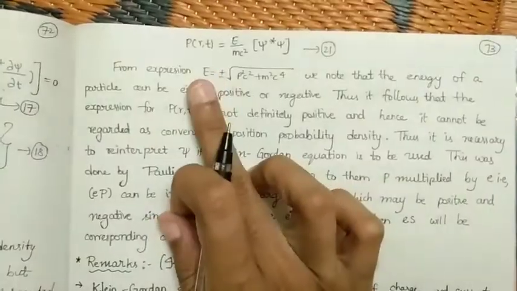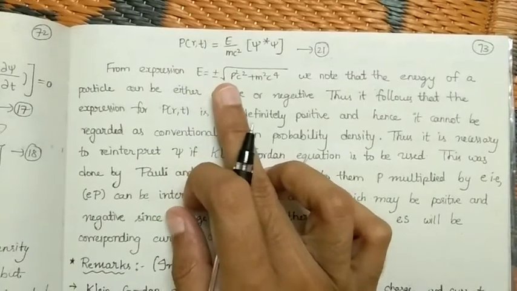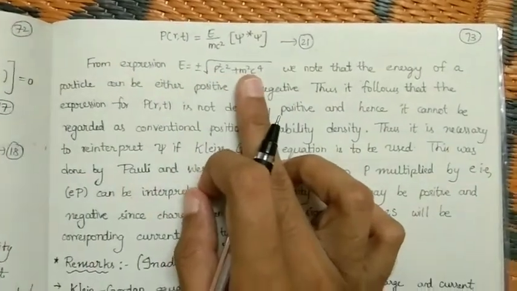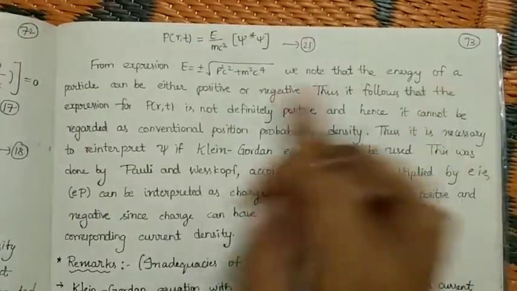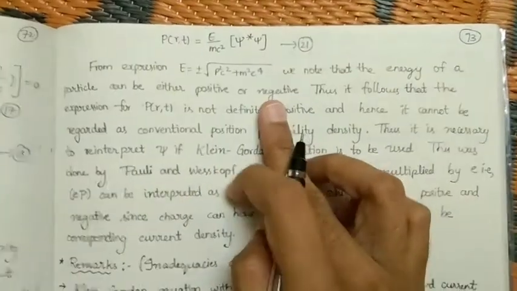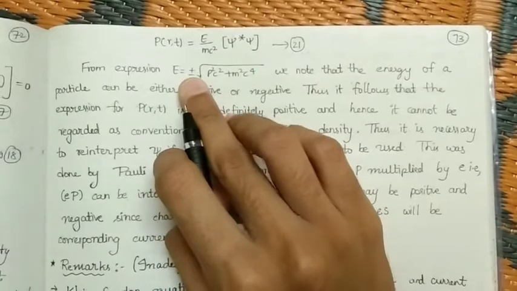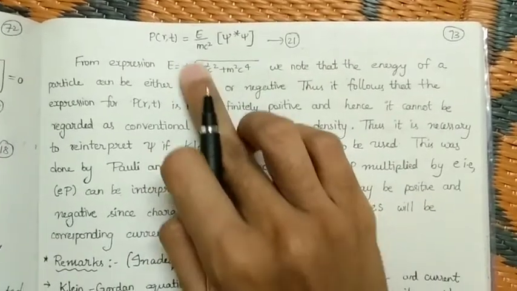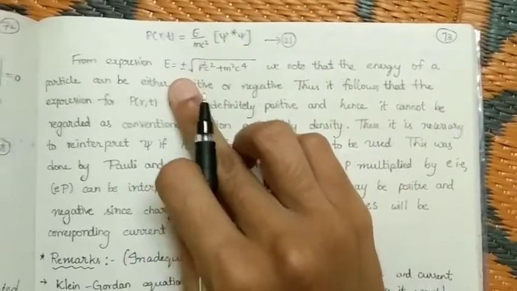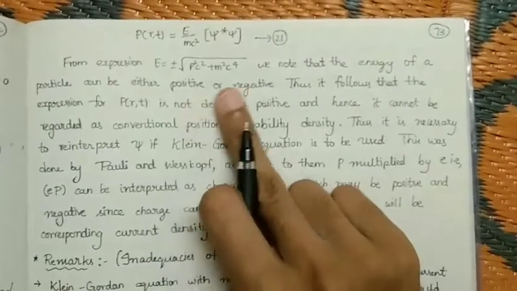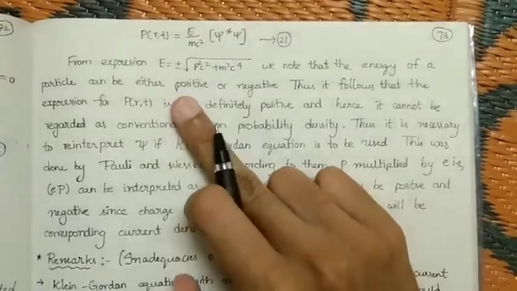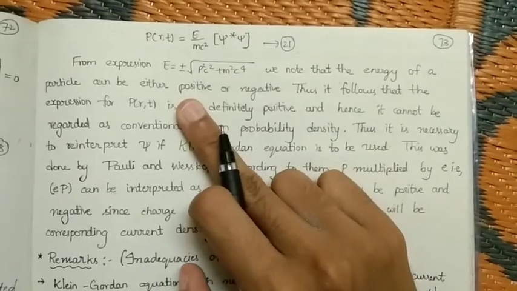Let us see. From the expression E equals plus or minus root of p square c square plus m square c power 4, we know that the energy of a particle can be either negative or positive. So here, from the relativistic energy, we have plus or minus because a square root is there, which means we will get plus or minus values. So the energy of the particle can be positive or negative.